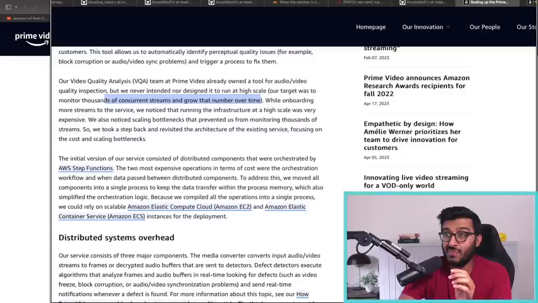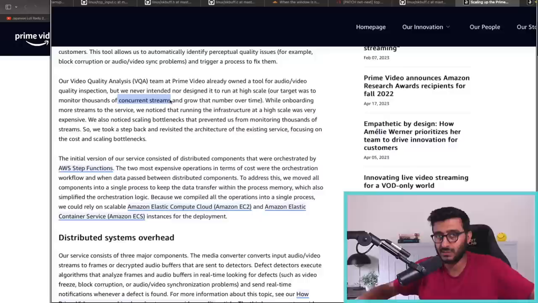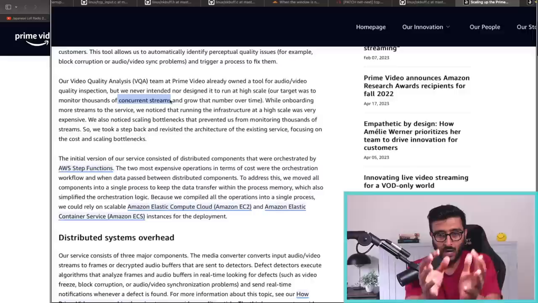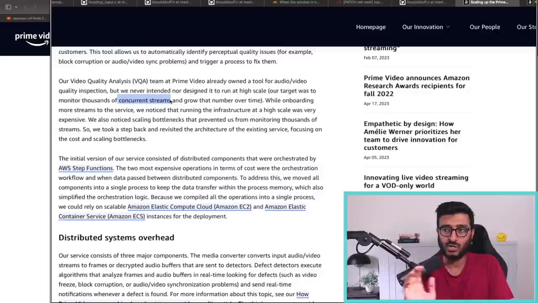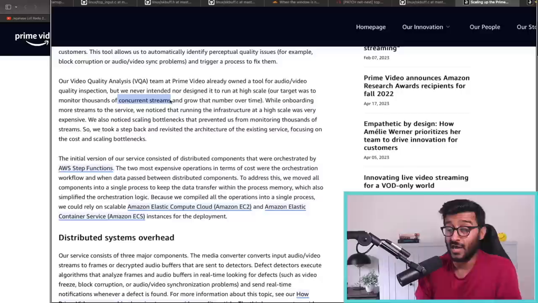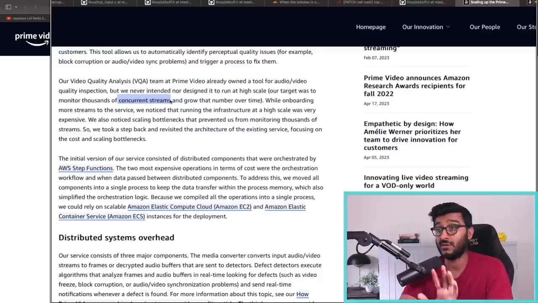And here's another thing I didn't understand. What are concurrent streams? We're monitoring concurrent streams back from the customers, right? The customer's watching something, and it's downloading it. Then it turns around and uploads that part of the stream to the service. And the reason I'm saying this is because that's exactly what the diagram is showing: the customer is actually uploading something.